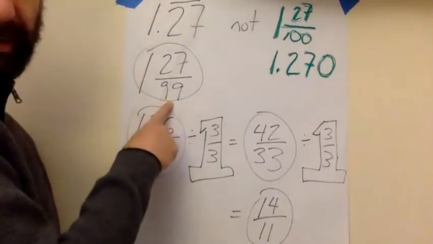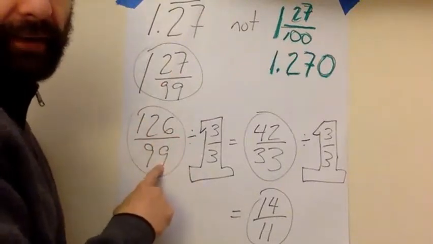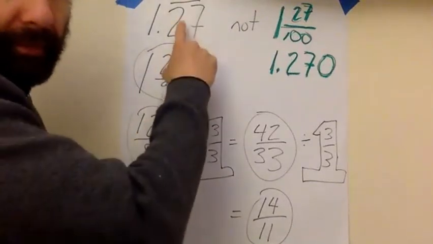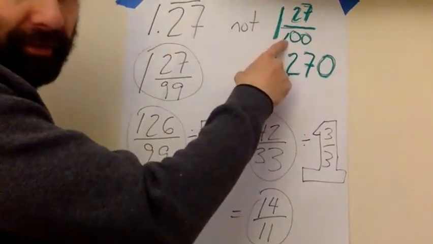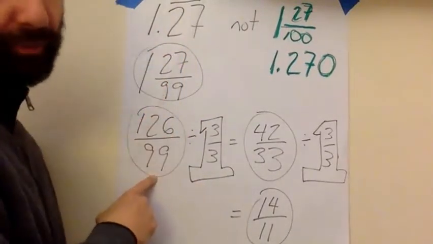And 1 times 99 is 99, plus 27 is 126 over 99. So this is equivalent to this is equivalent to this. Remember, this is not equivalent to this. It's very close. But this is exactly equivalent to this, exactly equivalent to this. But this wasn't one of my choices.